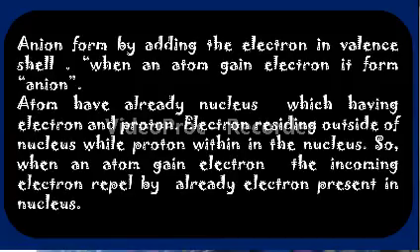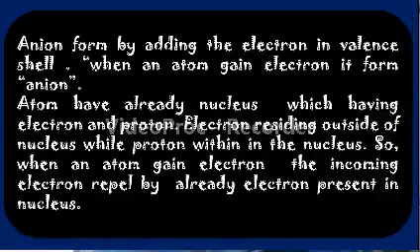So let's start. First of all, how are anions formed? Anions are basically formed by the addition of an electron in the valence shell. When an electron is added to an atom, it forms an anion. Anion formation is the gaining of an electron. We all know that atoms have a nucleus, and electrons and protons are present in the atom. Electrons reside outside of the nucleus and protons reside inside of the nucleus.